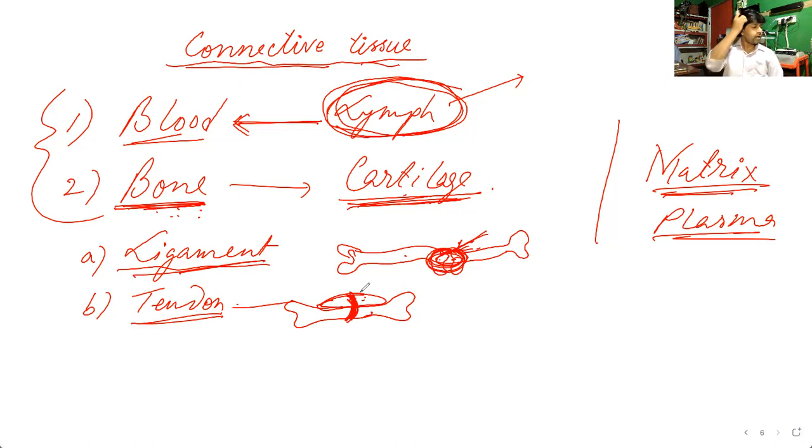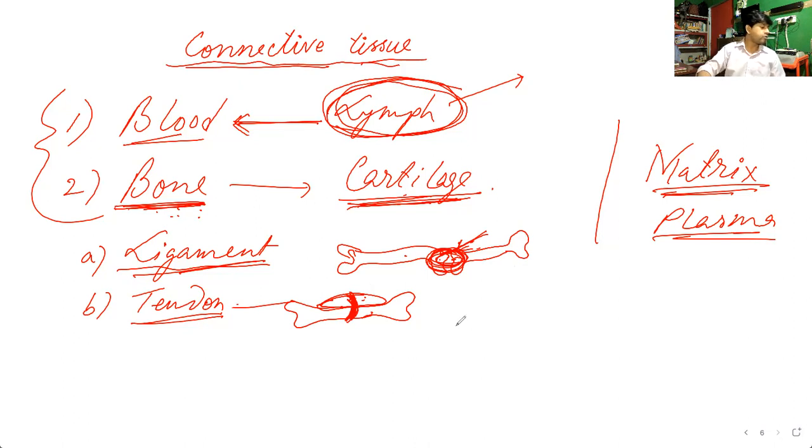Besides this, we also have areolar connective tissue. It is mentioned here that areolar connective tissue is found between the skin and the muscles, around blood vessels and nerves and in the bone marrow. It fills the space inside the organs, supports internal organs, and helps in repair of tissue. So this areolar connective tissue is also there.